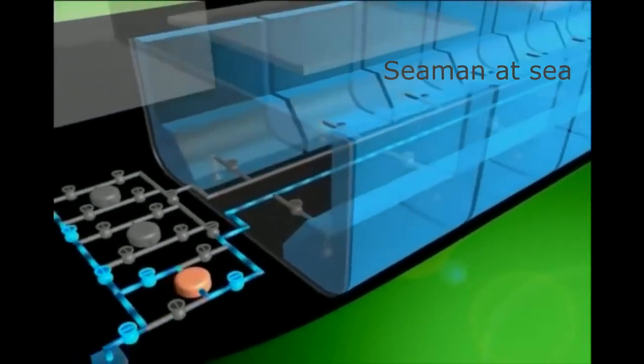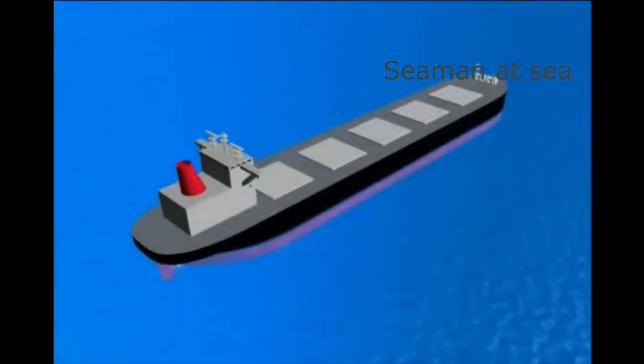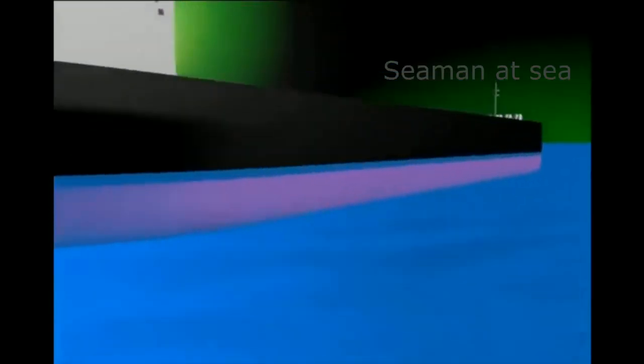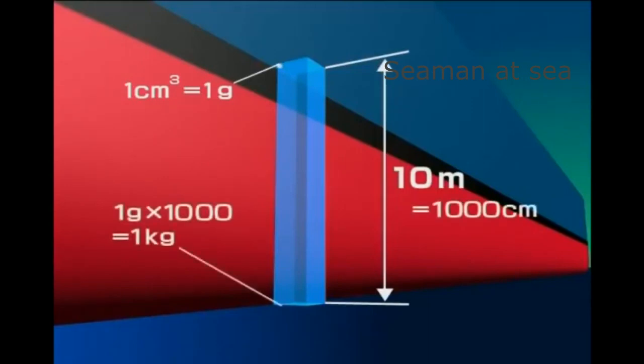Water pressure is a vital factor affecting ballast operations. Water pressure is expressed by the term water head pressure. Let's consider a 10-meter tall water column. As 1 cubic centimeter of pure water weighs 1 gram, a 10-meter tall water column with a basal plane of 1 square centimeter is equivalent to 1,000 grams, or 1 kilogram.